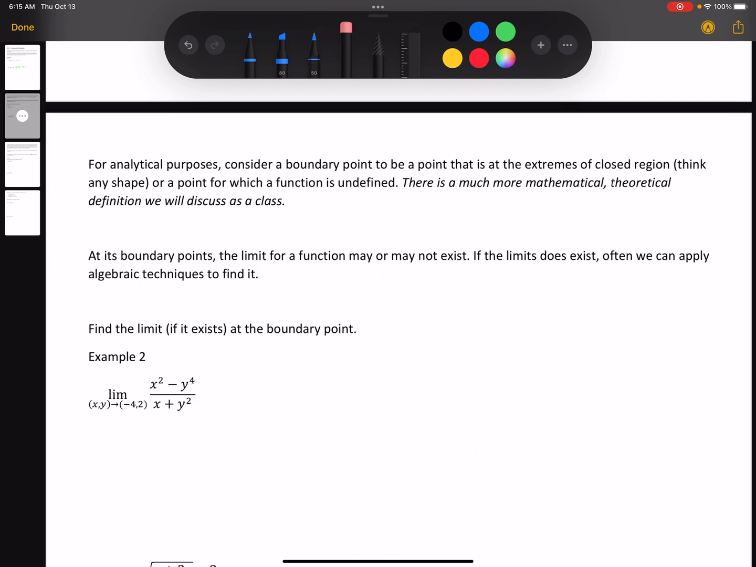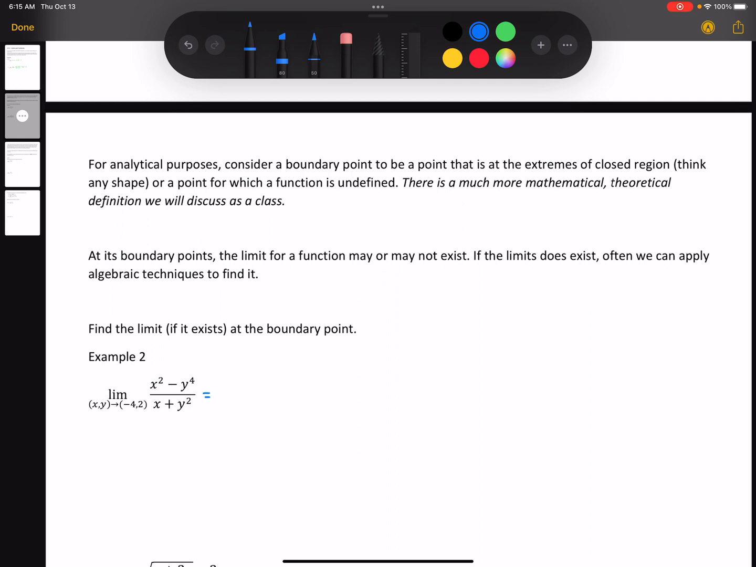So anyway, when we're finding the limits at boundary points, it's just like what we did in Cal 1. The first thing that you want to do is see if you can factor to cancel some stuff. If you can, great. If you can't, the limit doesn't exist there. So for this example, we're going to rewrite this, and if we pay attention to the fact that we have a difference of squares.